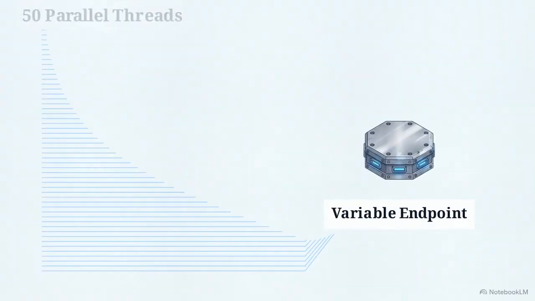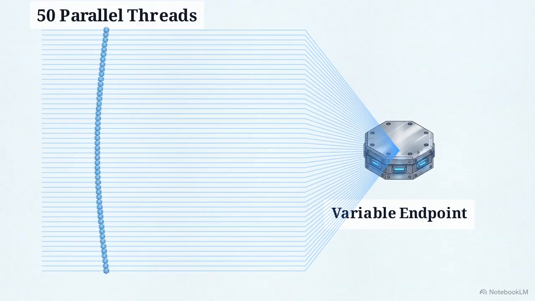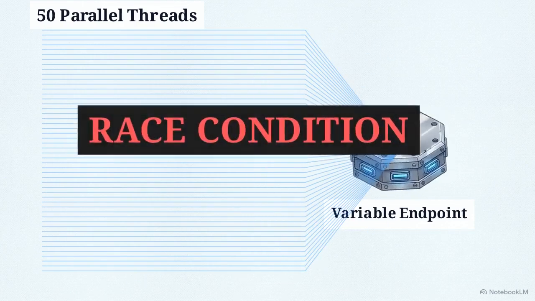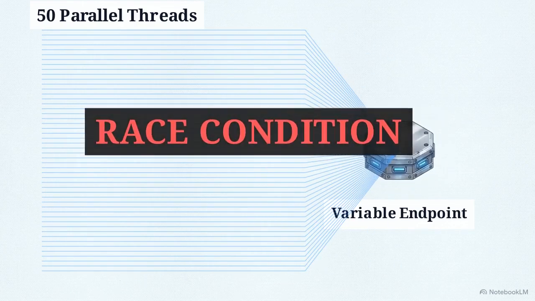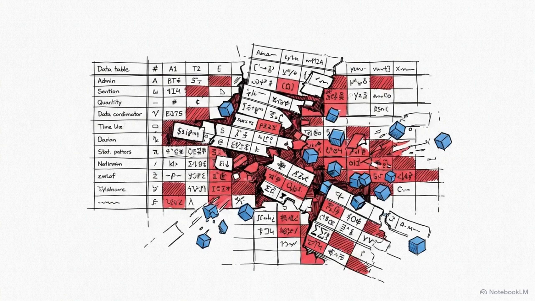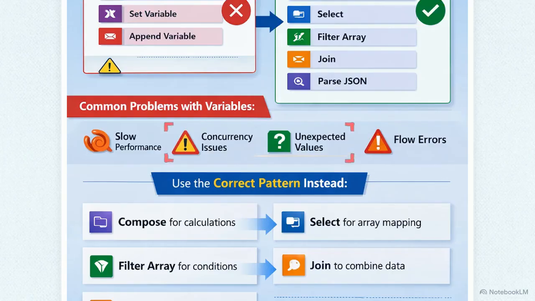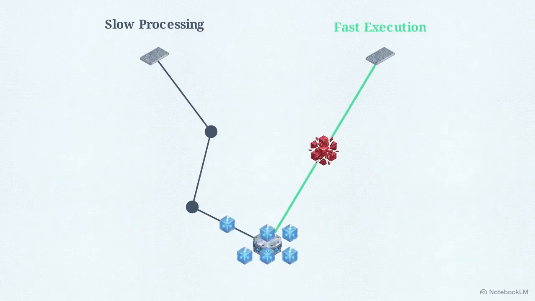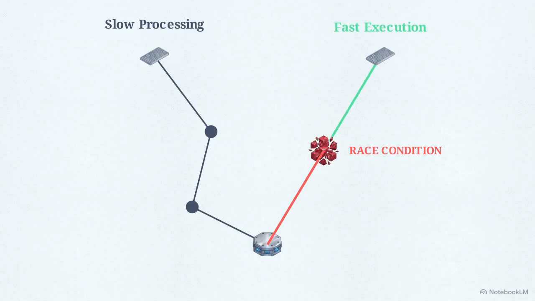the exact same time. But you cannot have 50 parallel threads attempting to append data to one single global variable at the exact same millisecond. This creates a race condition. Because the engine cannot sequence these simultaneous inputs, the threads collide. This results in a hard failure, or more dangerously, data that is written out of order and corrupted. These collisions are the direct cause of the concurrency issues and unexpected values highlighted in our architectural model. Relying on variables forces a choice between slow sequential processing or fast, highly unreliable execution.